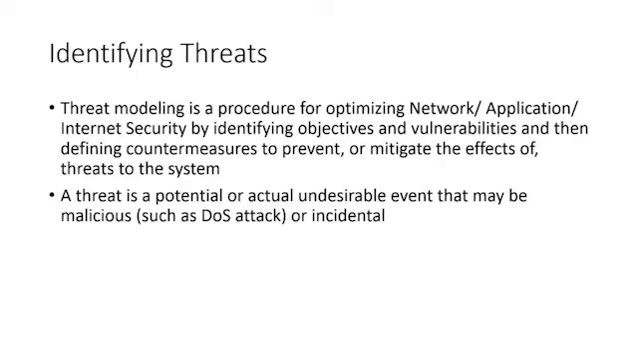So threat modeling is a procedure for optimizing network, application, internet security by identifying objects, and we're going to be looking for those vulnerabilities, again, those weaknesses, and then defining countermeasures to prevent or mitigate the effects of threats to the system. So a threat, remember that threat is the potential or actual undesirable event that may be malicious. Could be accidental or incidental as well. Remember, humans, they could be incidental threats. Could be malicious threat though, like a DOS attack, send flood, things like that.